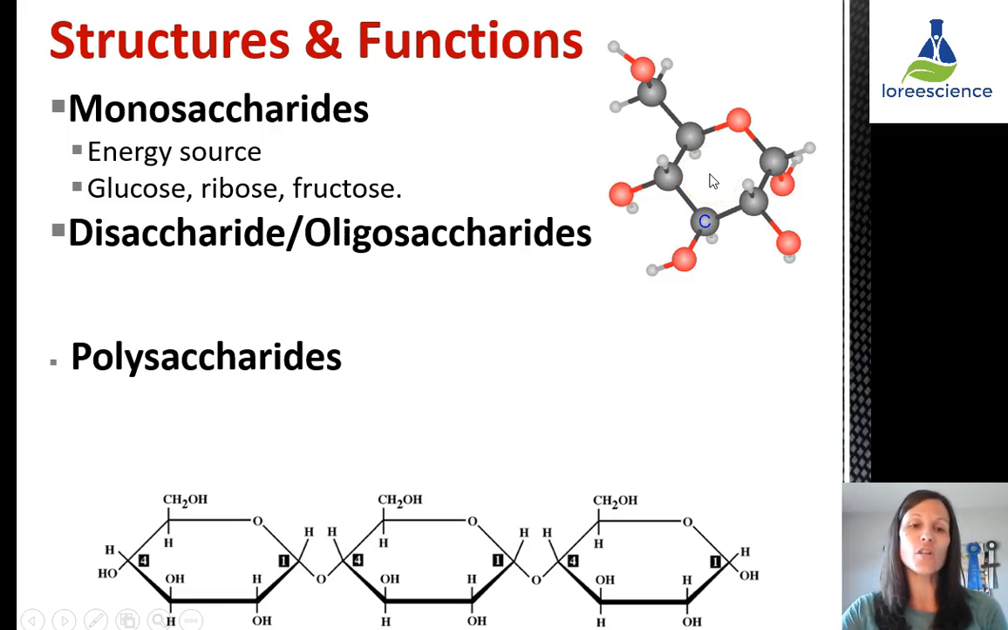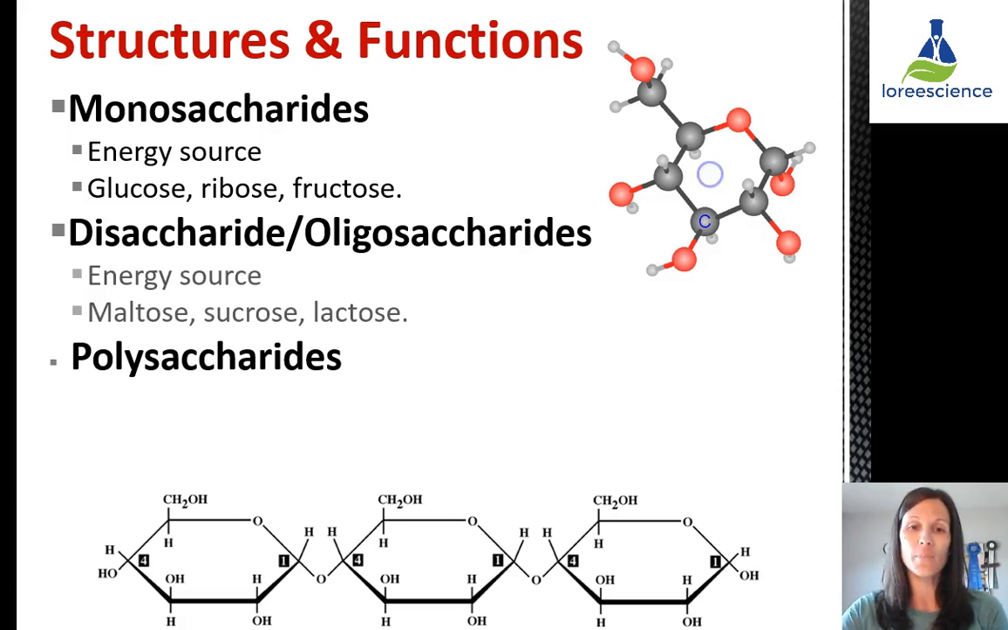The next classification is disaccharides or oligosaccharides. Di implies that you have two monomers bound together, oligo meaning several. That can usually range between about 3 to 6 or 7, but it's still a relatively short chain. These molecules are also used as energy sources in organisms. They include examples such as maltose, sucrose, and lactose, which we see coming from our milk.